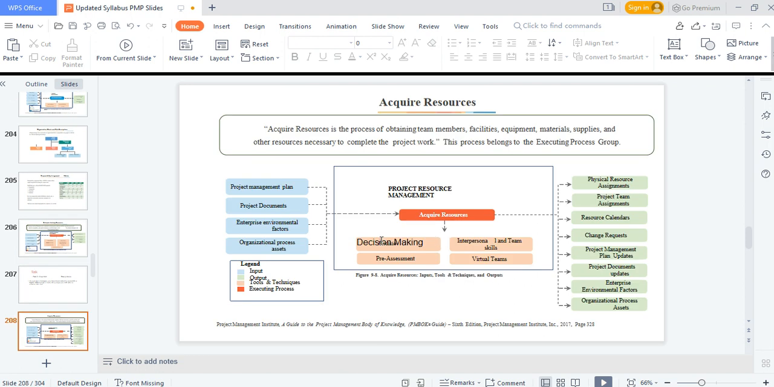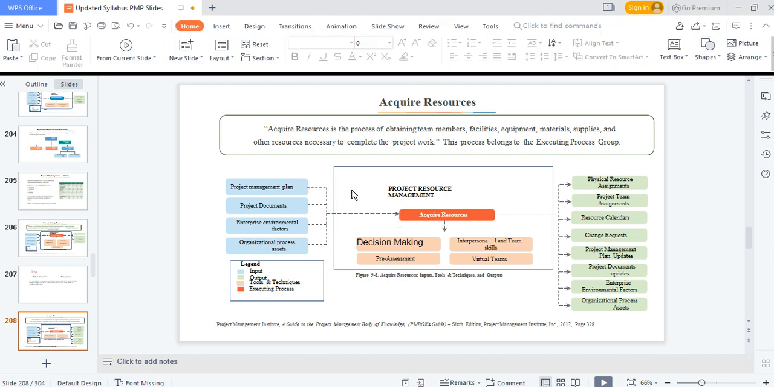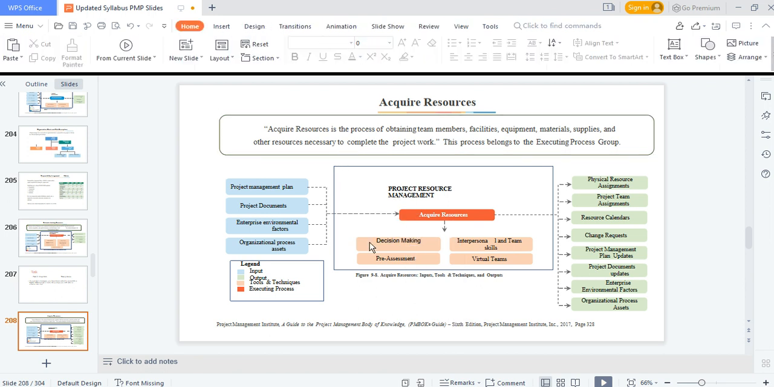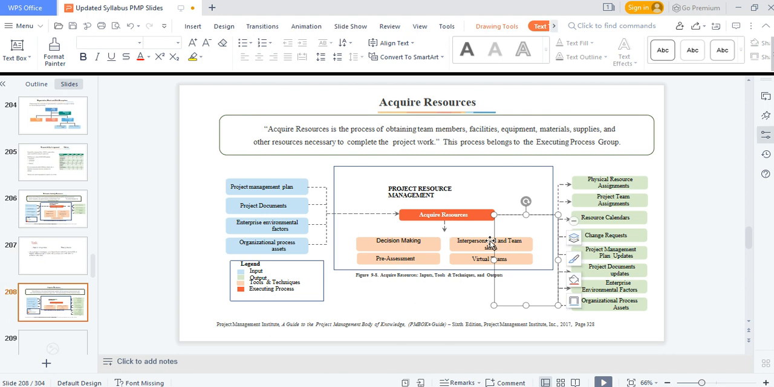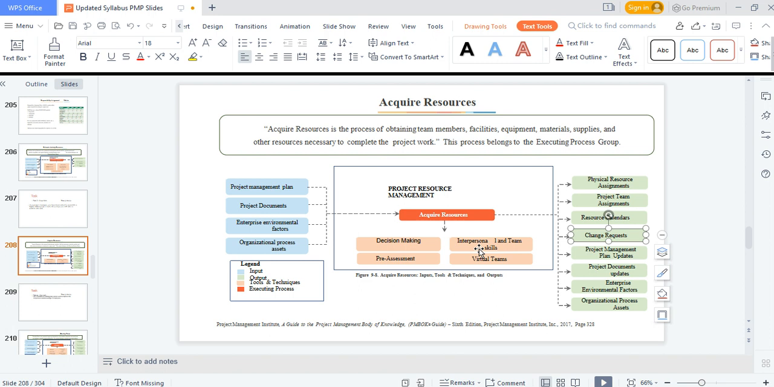Okay, acquire resource. So how do you acquire resource? So this is decision making. So for you to acquire resource, some of the techniques you use in doing that is decision making, interpersonal. This is interpersonal and team skills.